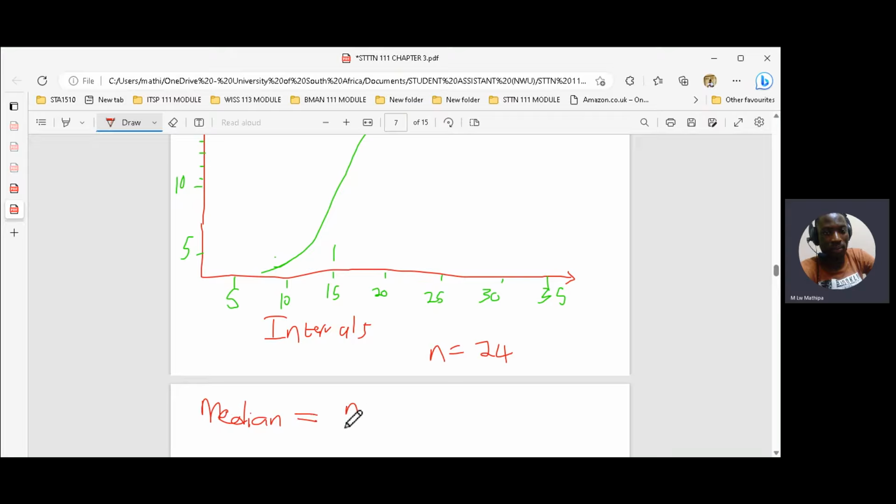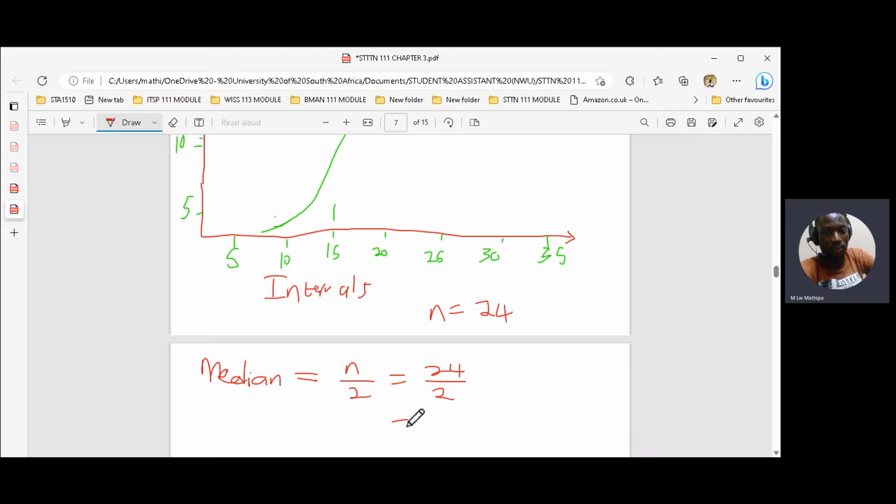N divided by 2. That's when I calculate the position. Then it's going to be 24 divided by 2, and we'll get 12. So it means that the position of the median is position 12.